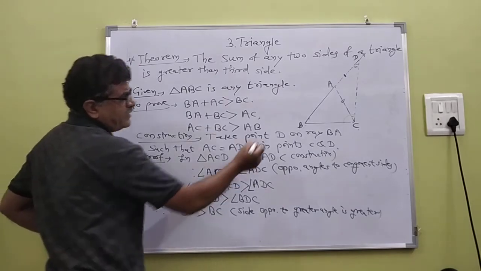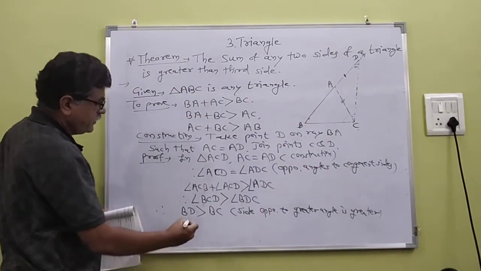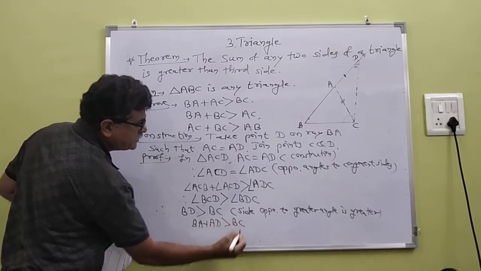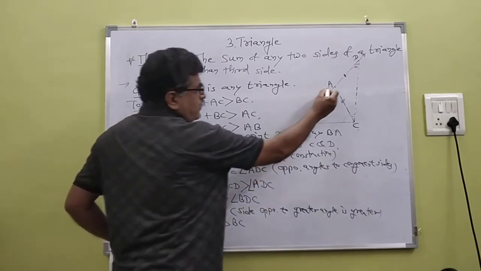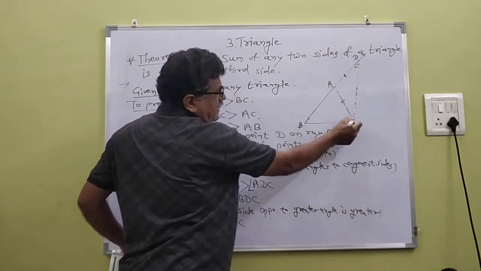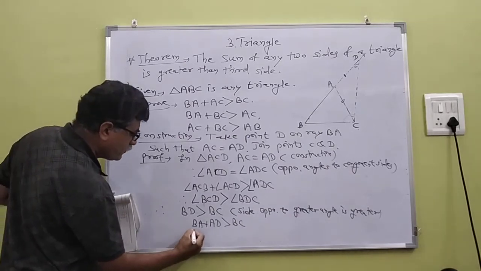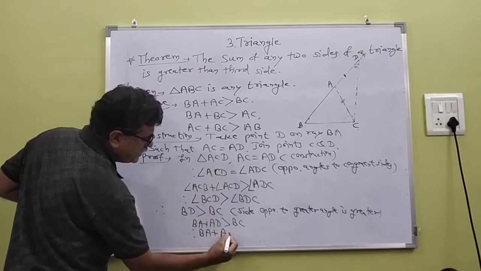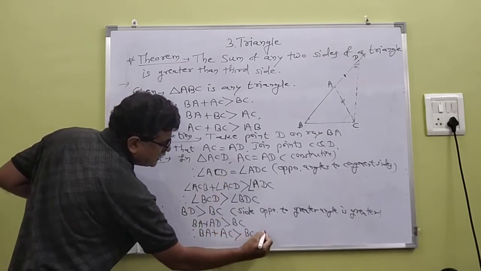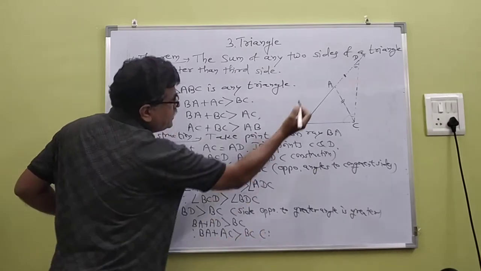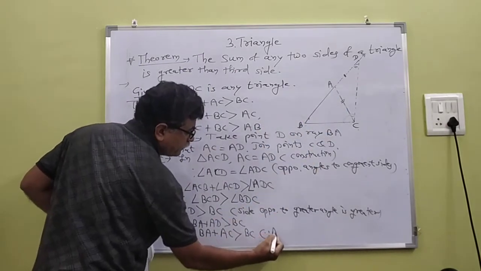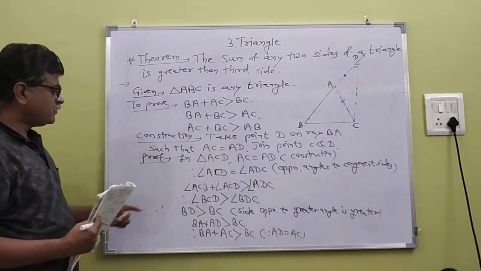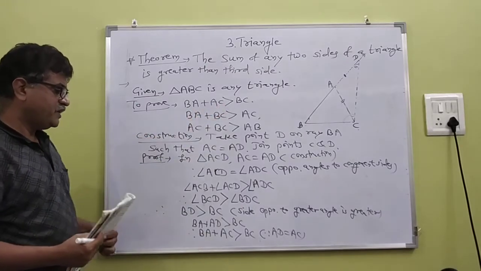Now BD is written as BA plus AD. BA plus AD is greater than BC. Now put the value of AD. We can put the value of AD as AC. Therefore, BA plus AC, in place of AD, is greater than BC. Write down in bracket, since AD is equal to AC. This is first: BA plus AC greater than BC.